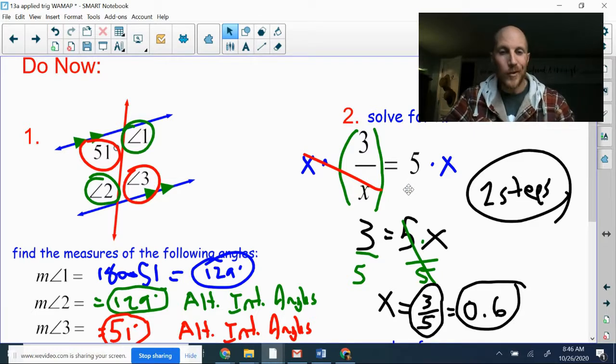Number two, in order to solve for x, since the variable is in the denominator, we have to multiply both sides by x and then divide by 5. The various different applications, cross multiplying, and some other approaches that people use are totally fine. We end up at 3/5 or 0.6.